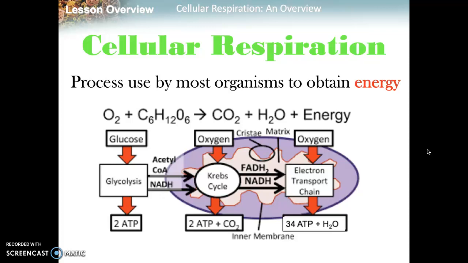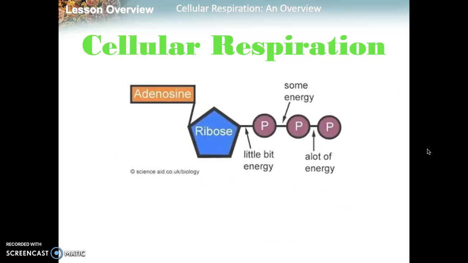There are those energy molecules that I mentioned earlier. Then the products of glycolysis will move into our special structure called the mitochondria, where the Krebs cycle and the electron transport chain are used to produce even more ATP. So let's get going through this process.